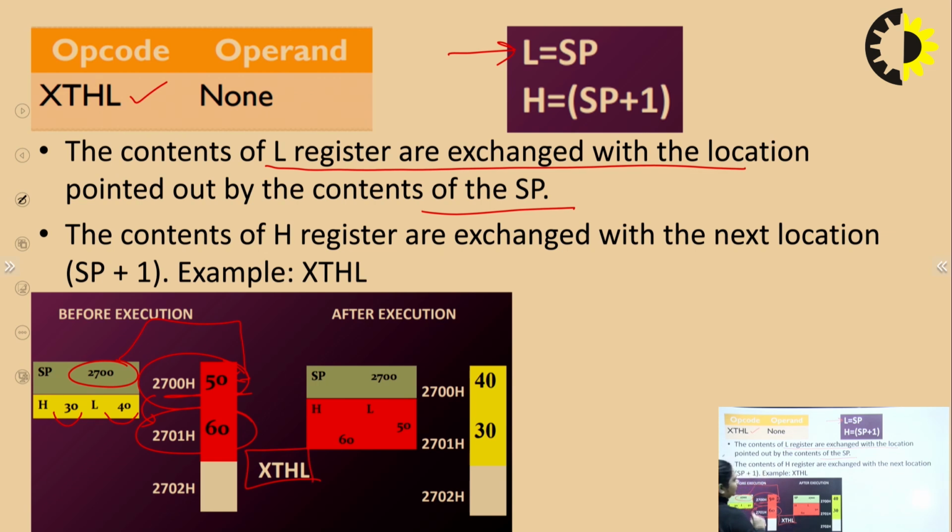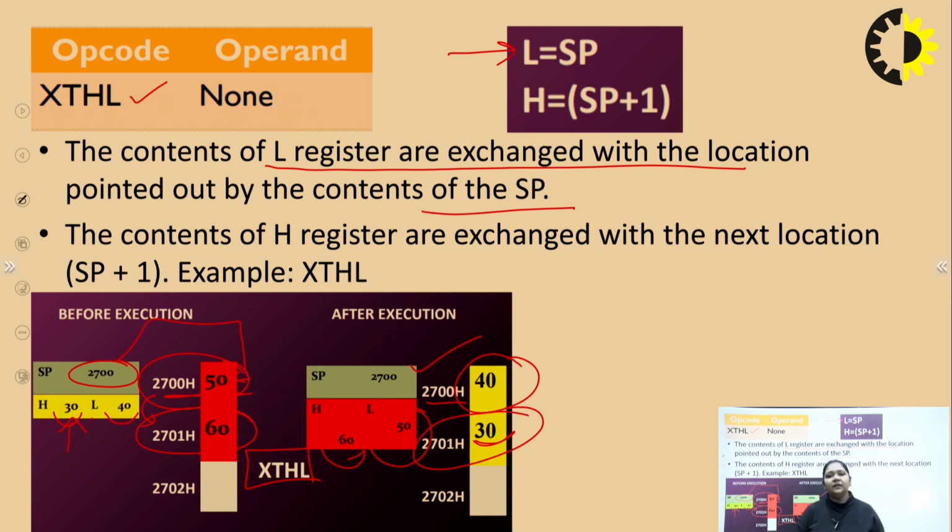Now what will happen? This 50 here will be in L and this 60 will become the content of H. But the next thing, I have to exchange the contents. Now what will happen? The previous contents of H and L will now be part of the stack pointer locations. 40 is at 2700 because the L register was having 40H, and 2701 will be having 30H because the H register was having 30H. That is why.